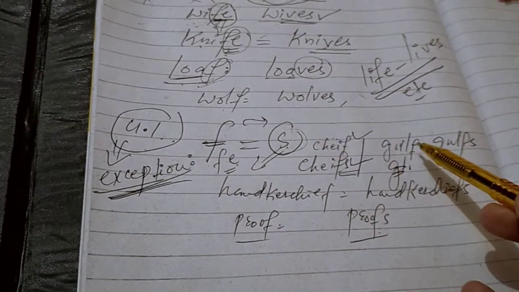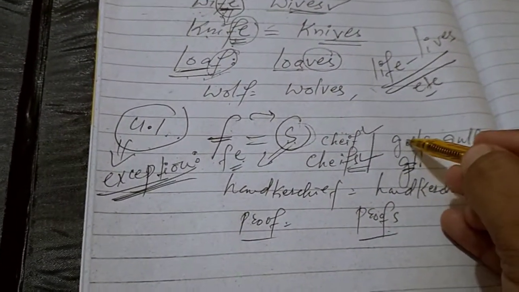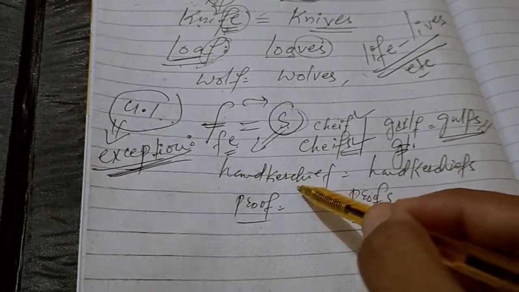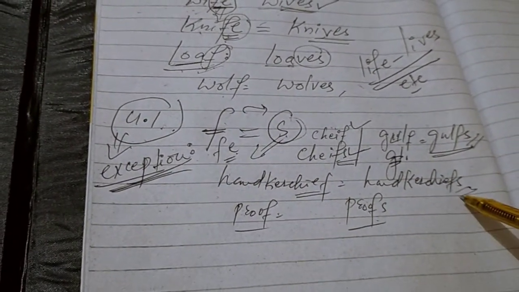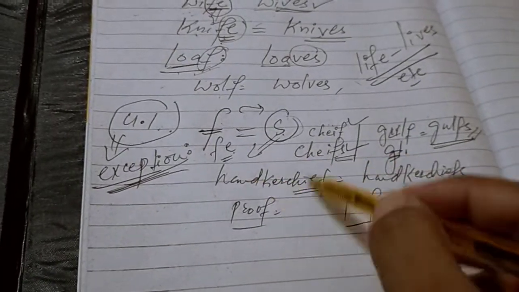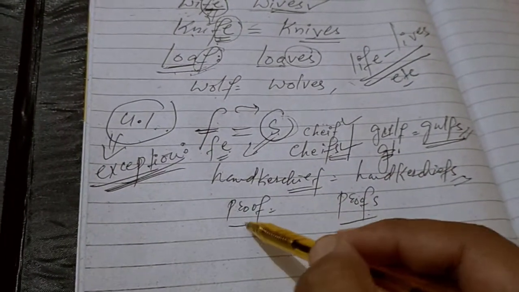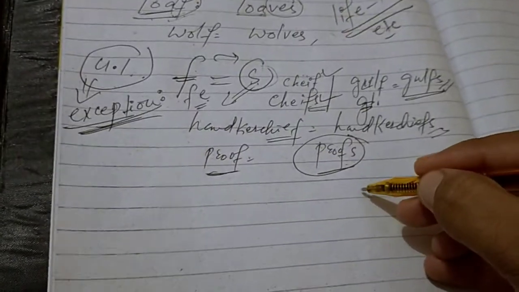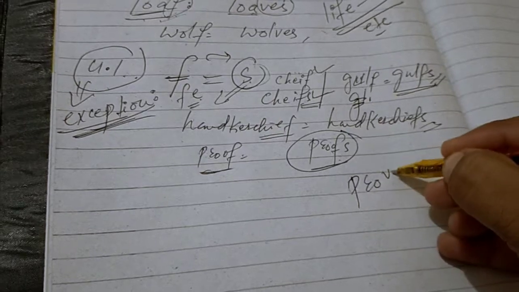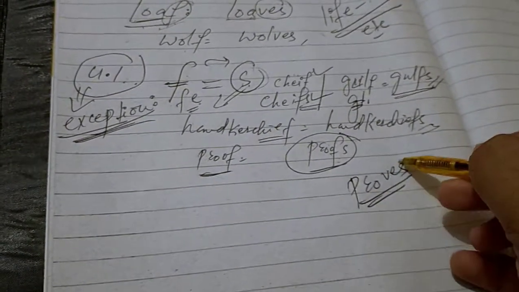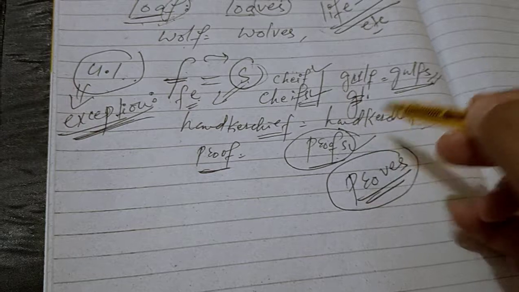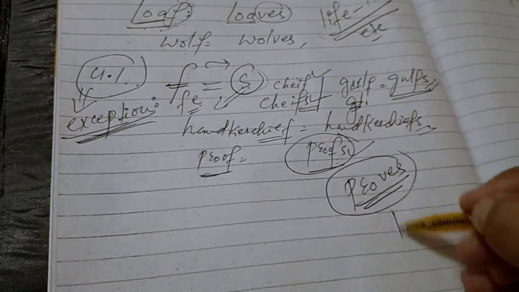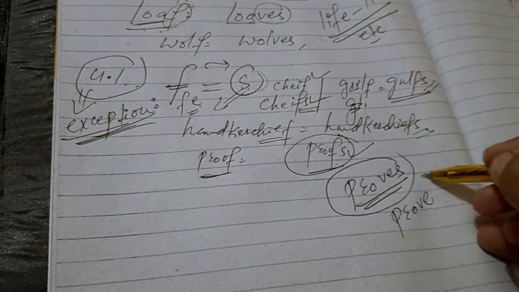We'll add only s. Gulf, then that will be gulfs, only s will be added. Handkerchief, only s will be added to the root word. Proof, proofs. Sometimes students say, sir, there is a word prove, proves. Okay, so this is a verb. We are dealing with nouns right now, and this proof is a noun.